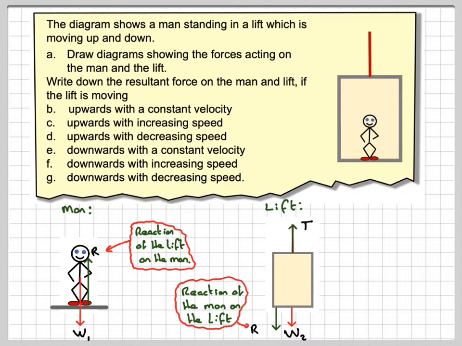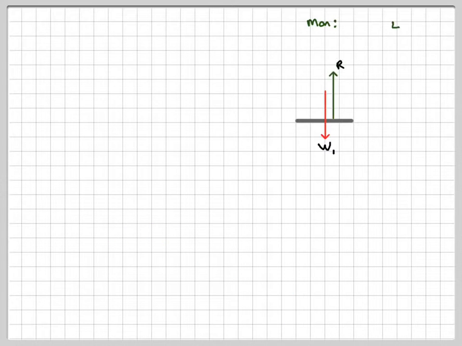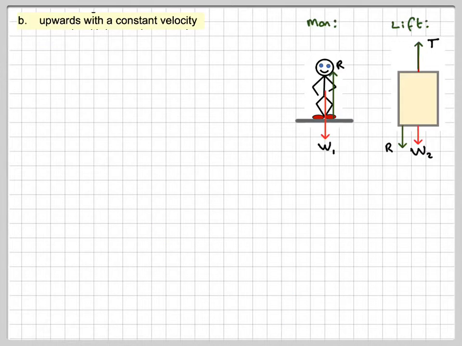Okay, so using these diagrams, we can now answer these questions. So write down the resultant force on the man and the lift if the lift is moving. B, so just draw the diagram again, upwards with a constant velocity.